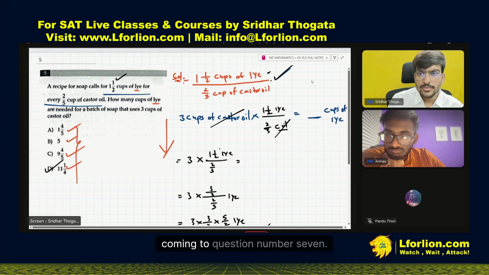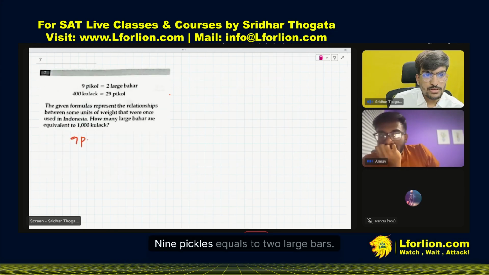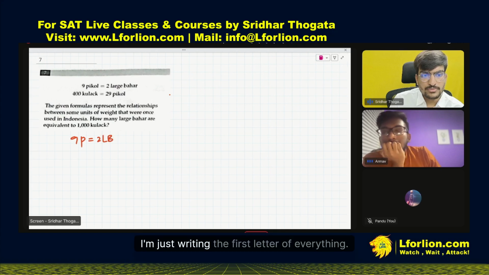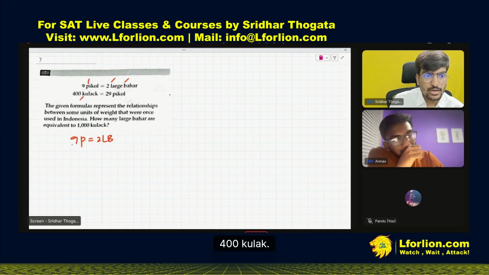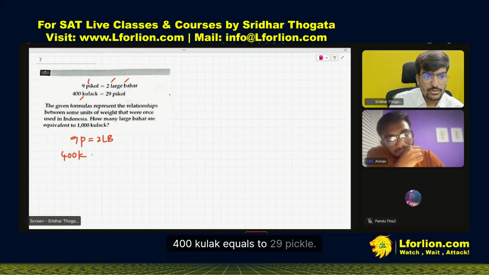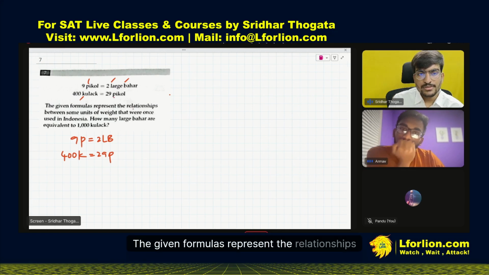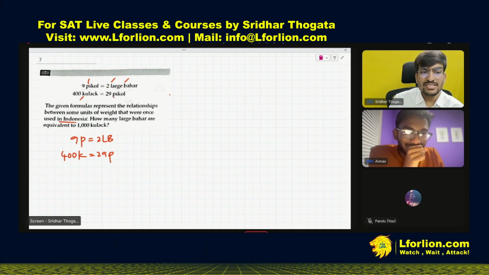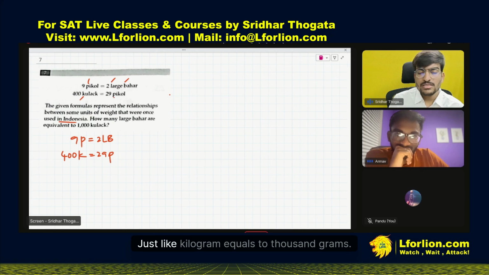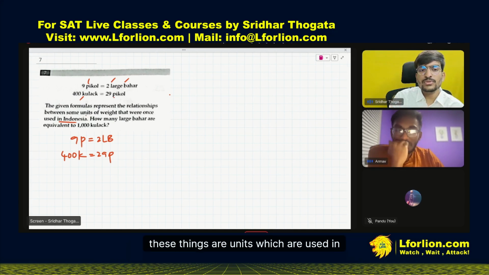Okay. Coming to question number 7. 9 pickles equals 2 large bahars. I'm just writing the first letter of everything. LB means large bahar. 400 kulak equals 29 pickle. The given formulas represent the relationships between some units of weight that were once used in Indonesia. Just like 1 kg equals 1,000 grams, these are units which are used in Indonesia.